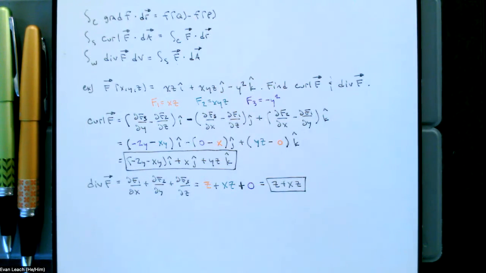So one thing we haven't talked about is how curl and divergence are some kind of differentiation, more than just mechanically. We can see there's some kind of operation with first partial derivatives all put together in vectors, with vector fields and with scalar functions.